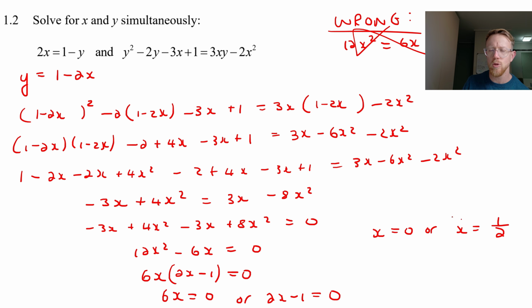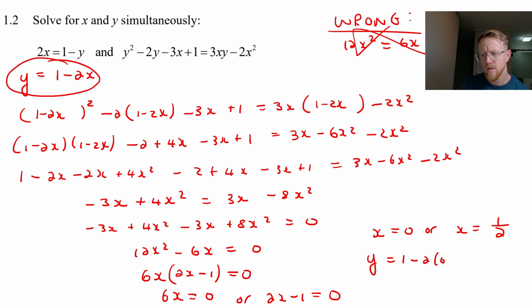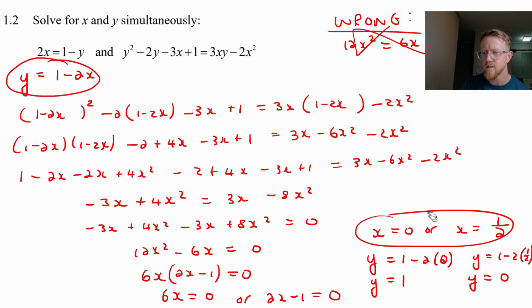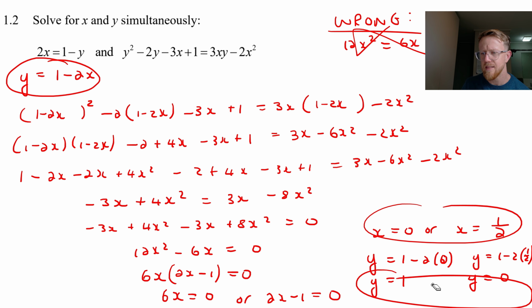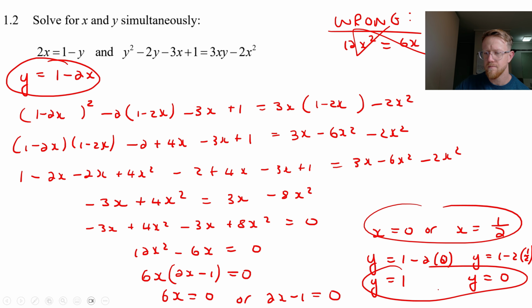Now we just need to get the y values, so we come back to this easy equation over here. If x is 0, then you're just going to end up with 1. And then if x is a half, then you just end up with y equals 0. So there's our four answers. We've got the two x values and the two y values.